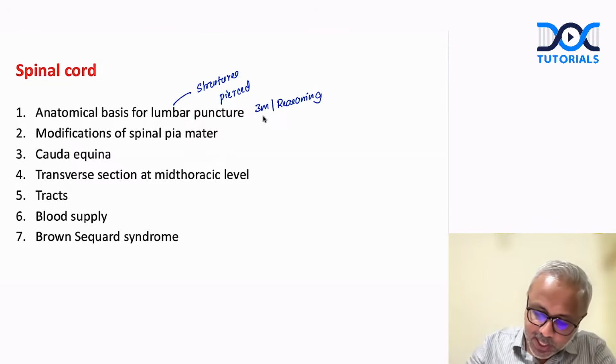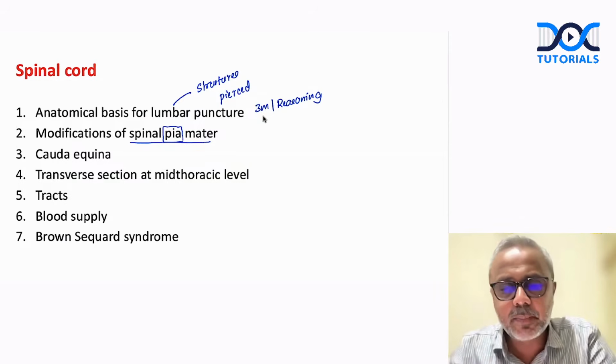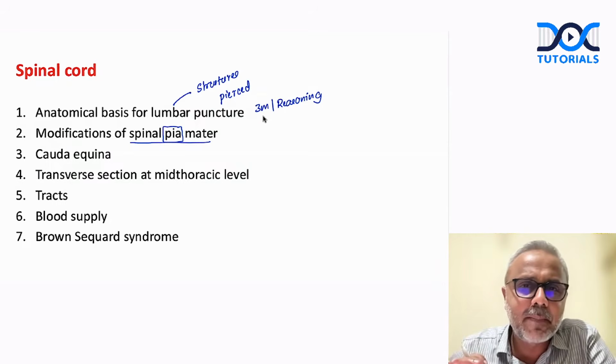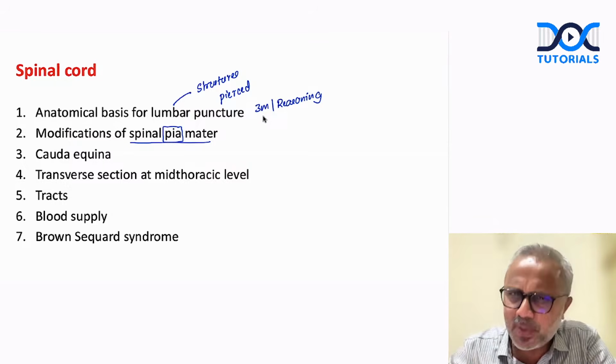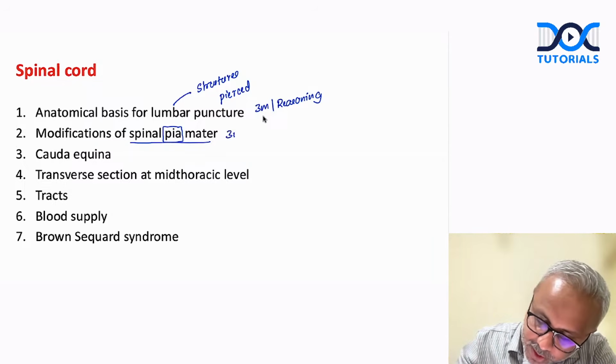Apart from this, you will get a lot of questions on modifications of spinal pia mater. Even the spinal cord is covered by all three meninges, dura mater, arachnoid mater, and pia mater. But modifications of the pia mater in the spinal cord is very frequently asked as a 3-marker or even 5-marker. Okay, so this could be an important 3-marker or a 5-marker.